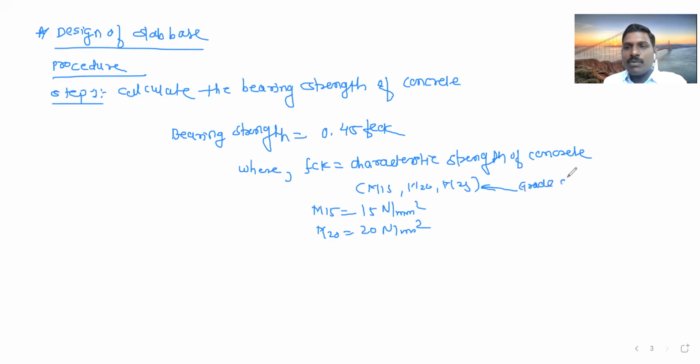So these grades of concrete are given in your problem statement. Depending upon this, you can calculate this FCK. So for M15, it will be 15. For M20, it will be 20, like this. Okay. So this is step number one.